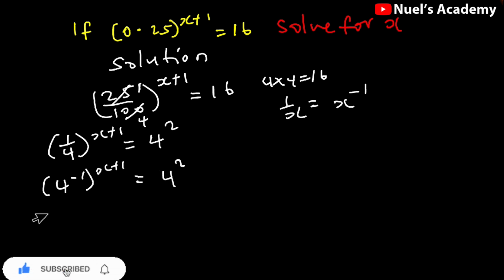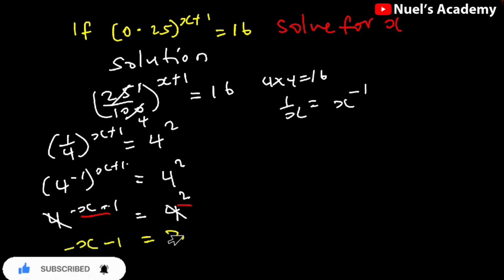So we have 4 raised to negative 1 times x is negative x, then negative 1 times 1 is negative 1. So this is equal to 4 squared. So since the bases are the same, we cancel them and then equate the exponents. So we're going to have negative x minus 1 is equal to 2. So let's add 1 to both sides. We're going to have negative x is equal to 2 plus 1 is 3.